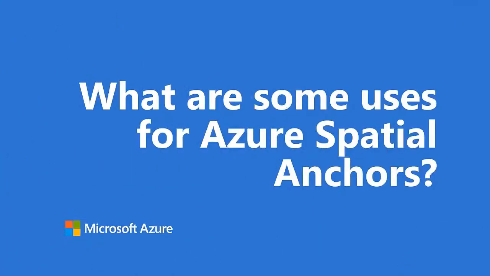Uses for Azure Spatial Anchors. There are multiple apps that you can create with Azure Spatial Anchors. A really good use case is anytime that you need to tie specific information to a specific place. For example, if you're in a big building and you want your users to find their way around, you can put breadcrumbs around and they can detect these spatial anchors and find their way.